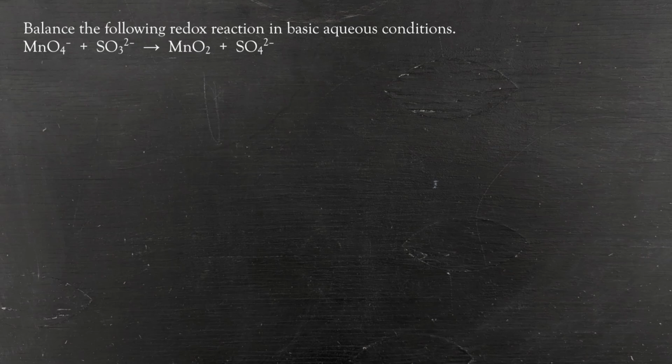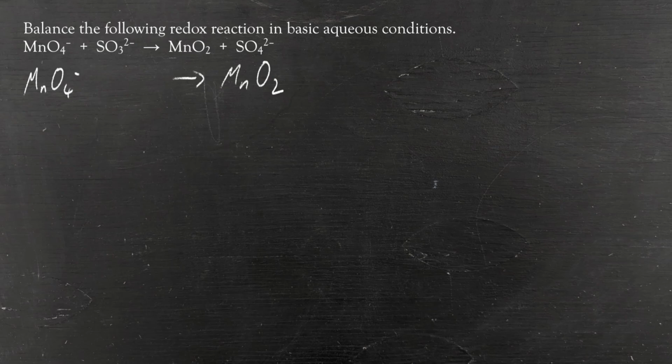Now for our final question, we're going to balance a reaction under basic conditions. The easiest way to do this is to first balance it under acidic conditions and then convert them to being basic. Let me show you what I mean. Our first half reaction is going to be the MnO4- going to produce MnO2.